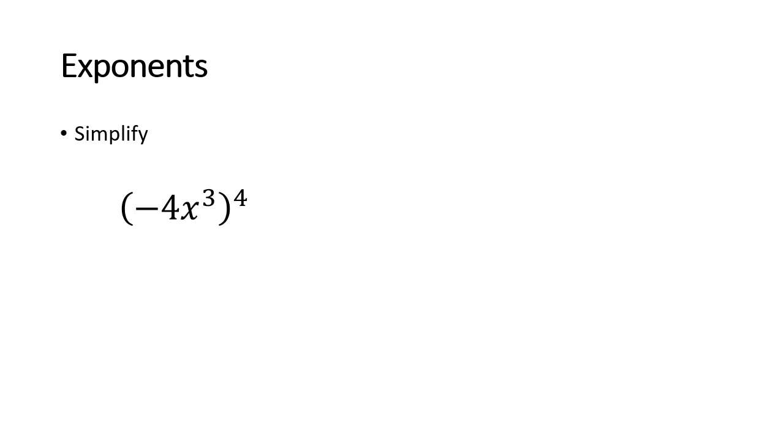Here's an example of how the distributive property works for exponents. This is not just negative 4 times x to the 12th, this is negative 4 to the 4th times x cubed to the 4th. So negative 4 to the 4th is positive 256. Okay, 4 times 4 is 16, times 4 is 64, times 4 is 256, and it's negative times a negative times a negative times a negative, which is a positive. Then this one is powers of powers, we multiply powers, so it would just be x to the 12th.